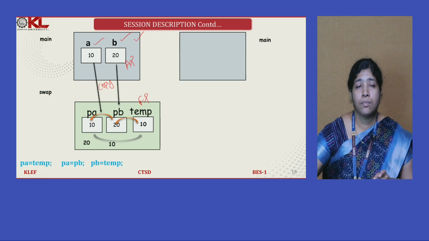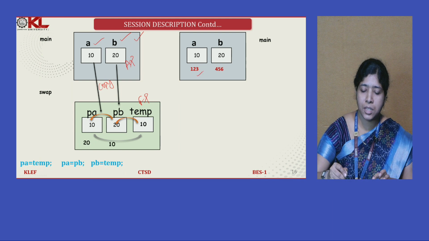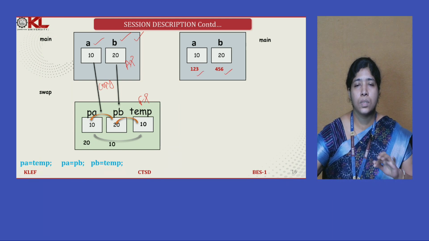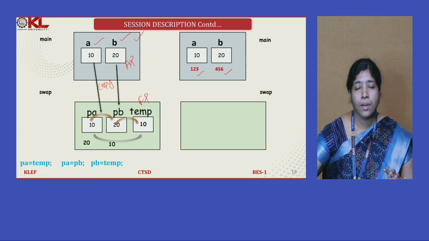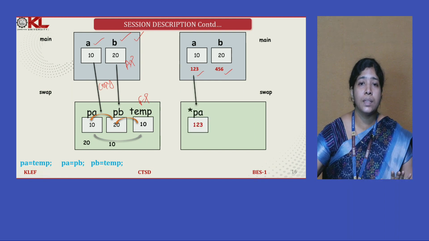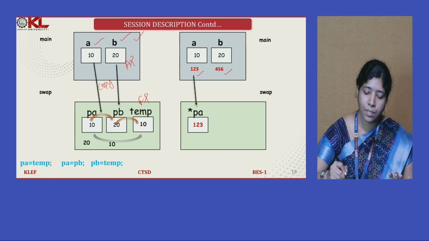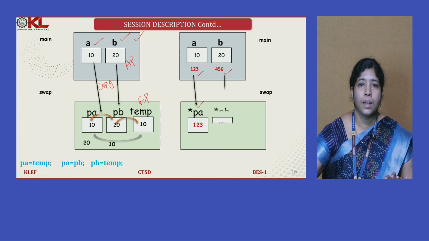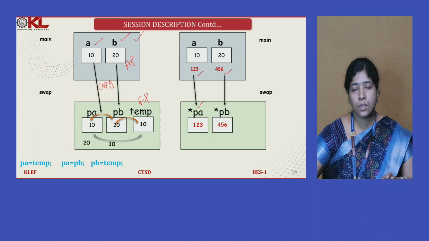So now I have the main A and B. Can you see here? I have mentioned the address also, so that you will better understand how this is being done there. Now I am passing the values, I am forwarding the inputs in such a way that it is not just a value but it is an address. Can you see here? Now PA holds the address of A, then PB holds the address of B.